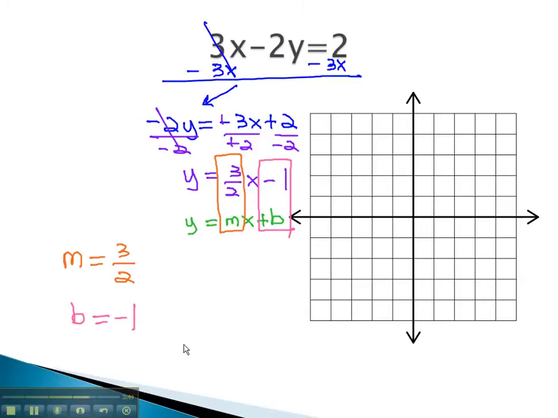Using this key information, we can make our graph starting at the y-intercept of negative 1. This is where the graph crosses the y-axis at negative 1. From there, we can find our next point using the slope, rise over run. This means our graph will rise 3 and run 2 units. From our point, we rise 1, 2, 3 units, and run 1, 2 units to get to our next point.